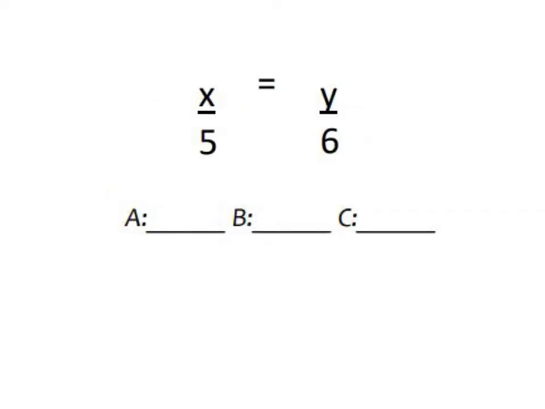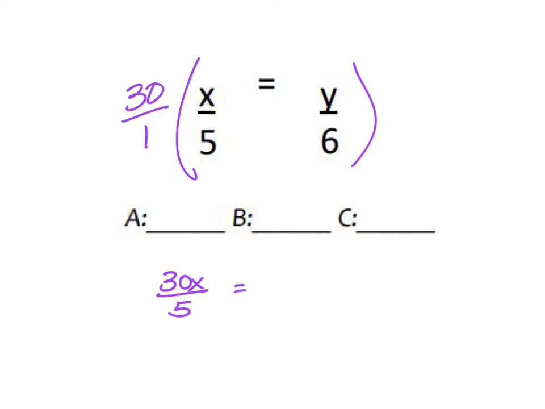Now this one's a little bit different. Because I have a fraction, we cannot use this. So if you recall back at the beginning, we have to eliminate the denominator. So I'm going to multiply by the least common denominator. And in this case, I believe it is 30. So I'm going to do 30 over 1. I'm going to shift down to the bottom. So I have 30x over 5 equals 30y over 6. When I simplify that, I end up with 6x equals 5y.